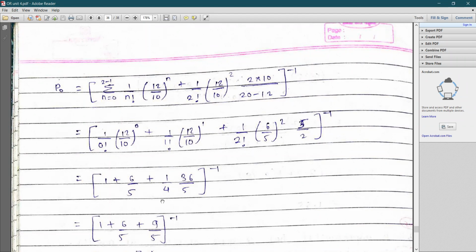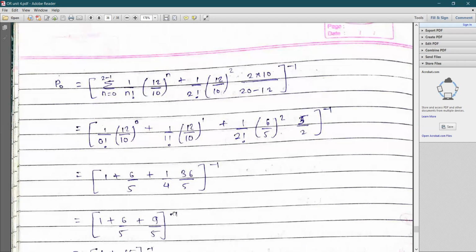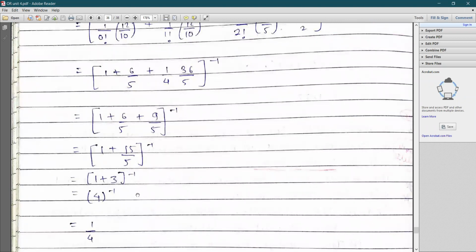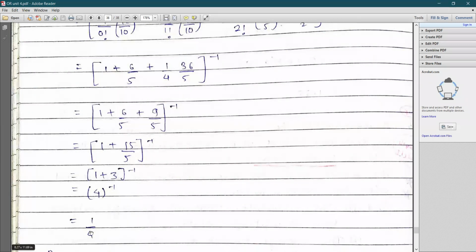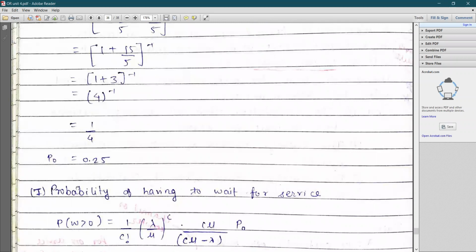Then after calculating we get 1 plus 6 by 5 plus 1 by 4 into 36 by 5. That is 1 plus 6 by 5 plus 9 by 5, whole bracket raised to the power minus 1. 1 plus 15 by 5 means 3, plus 1 is 4, raised to the power minus 1, that is 1 by 4. Therefore 1 by 4 means 0.25. When 1 is divided by 4, the value is 0.25, meaning the probability of no waiting is P0.